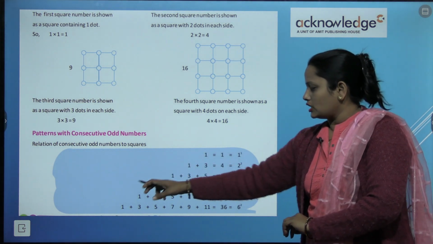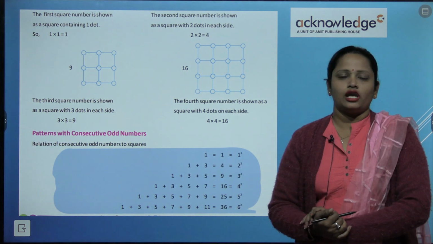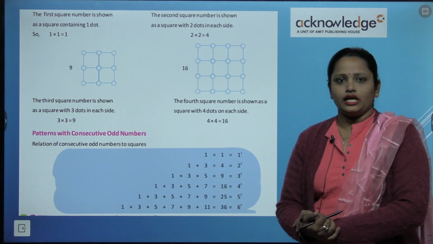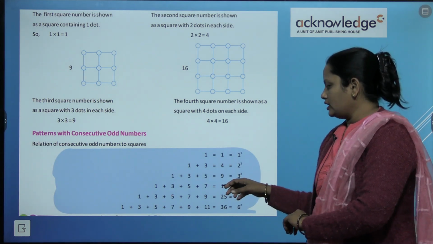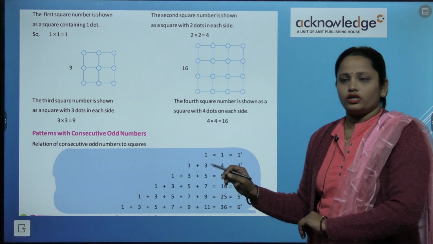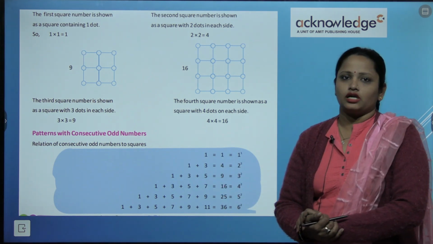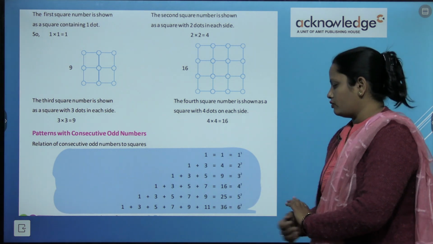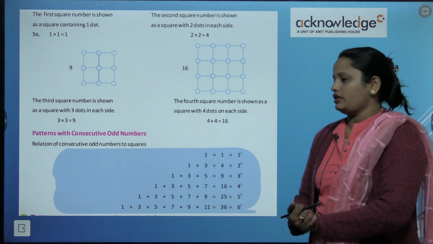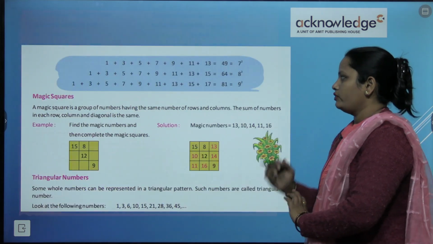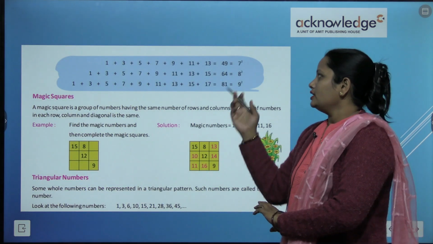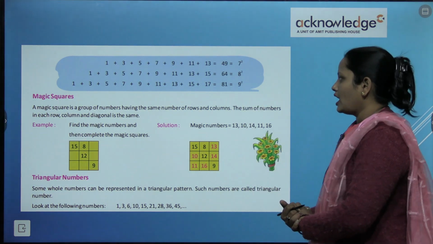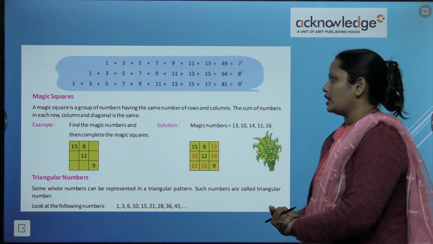So aap dekh sakte hain jitne bhi numbers ko humne add kiya, these all are consecutive odd numbers. Odd numbers hain jo ek ke baad ek aate hain. So when we add these numbers, we get a certain number, or ye jo number hai, ek particular number ka square hai. Now when we add further on, we get 25, which is a square of 5. And next we get 36, which is a square of 6. Similarly, 49 square of 7 and 64 square of 8 and 81 square of 9.